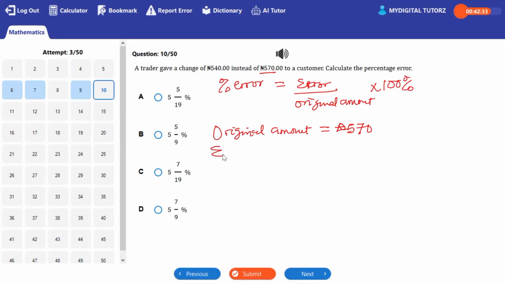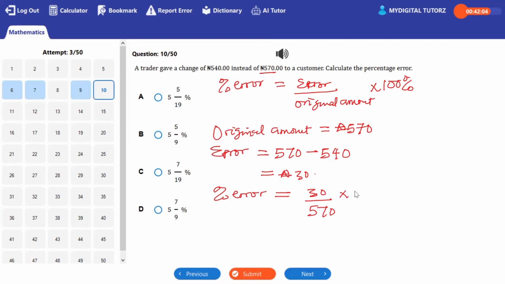Now, he mistakenly gave the customer 540. So the error will be the difference, which will be 570 minus 540. So the error here is equal to 30 naira. So percentage error will be equal to the error, which is 30, all over the original amount, which is 570, all multiplied by 100%. Is that correct?